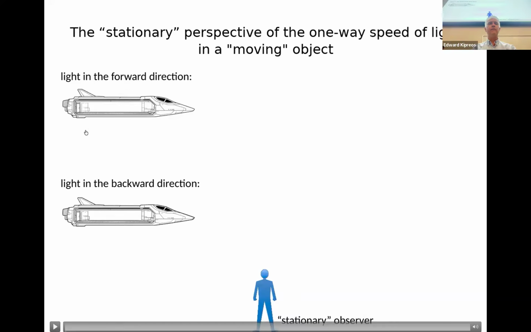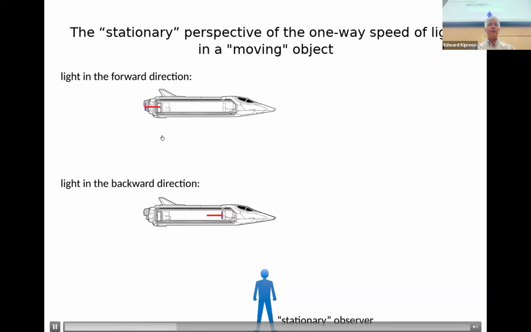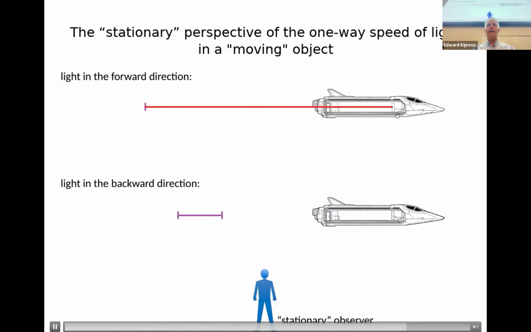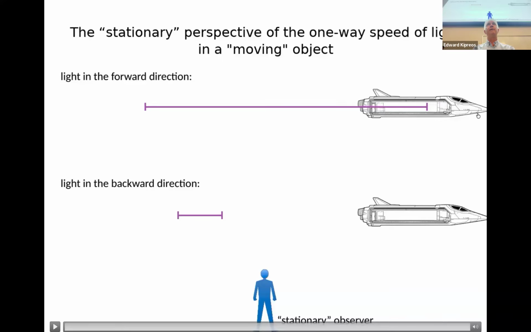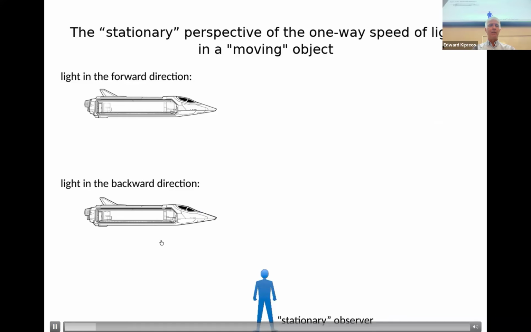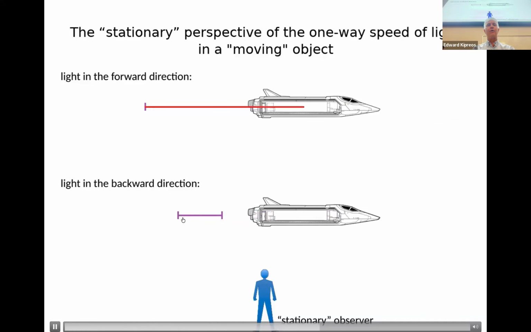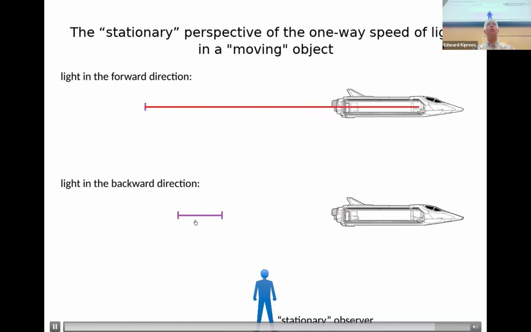So let's focus on this forward direction first. The light's going to start, and here we're tracking the light path, but it takes a while for the light to hit the front of the spaceship. And now let's look at the backward direction. In the backward direction, the light's going to start here, but it's going to hit the back quickly because the back was moving toward the light.